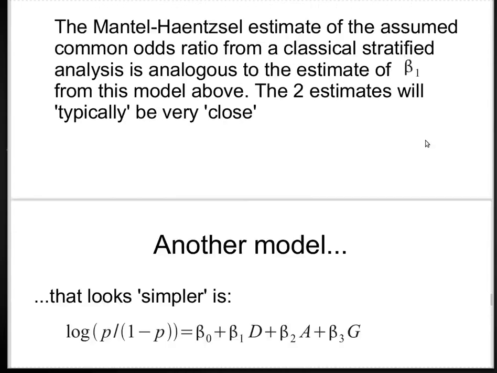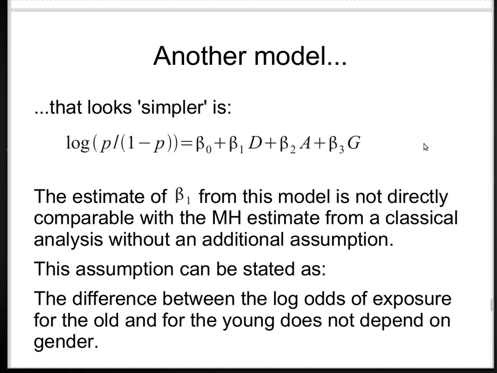Okay, and that's because some investigators would say, oh, we don't need to bother with that term that has the product of A and G. This so-called additive model has this lovely illusion of simplicity. There's 4 terms. We just have a term for disease status, a term for age status, a term for gender status. And that product term, beta 4, isn't there.